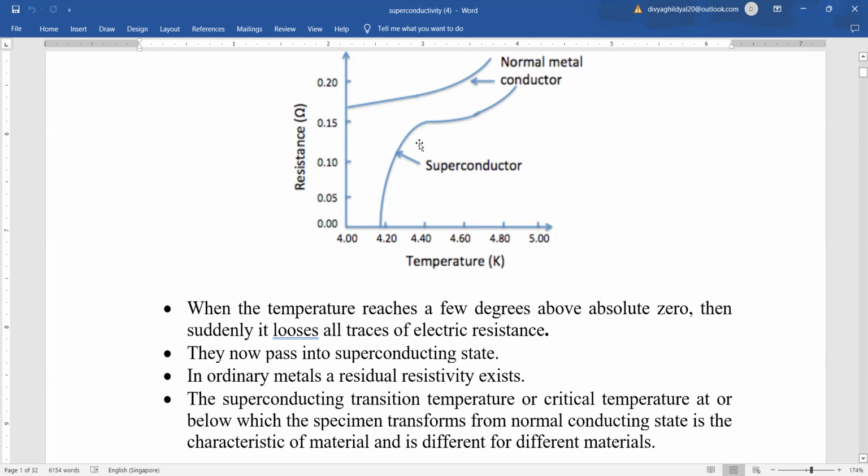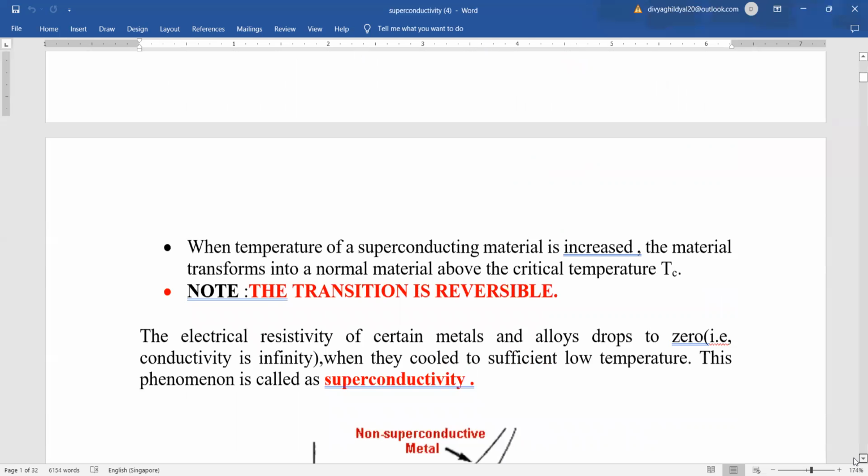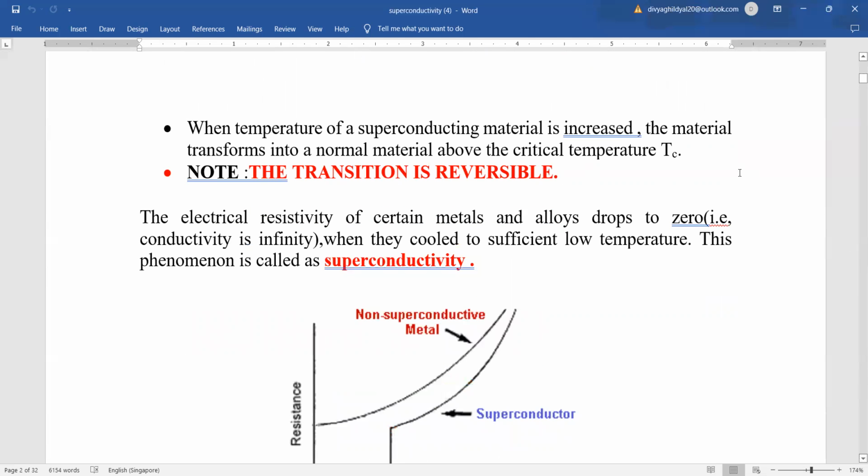This transition effect is reversible. When you increase the temperature, it will come back to normalcy. When you decrease the temperature, it is going to behave like a superconductor. So when the temperature of a superconducting material is increased, the material transforms into a normal material, and this transition is reversible.